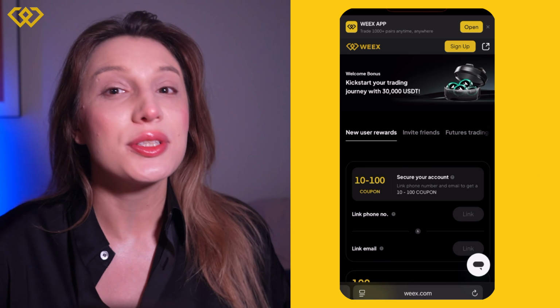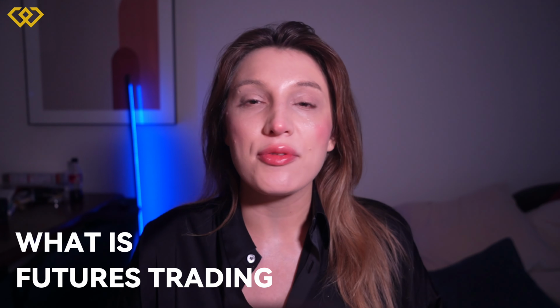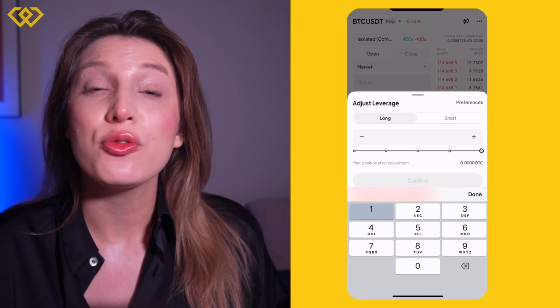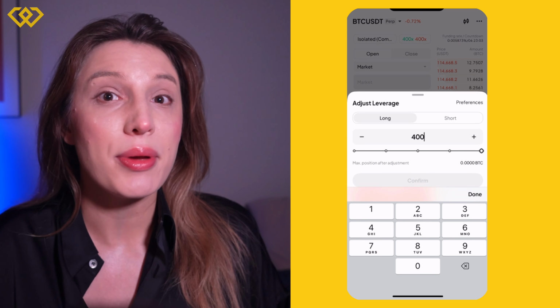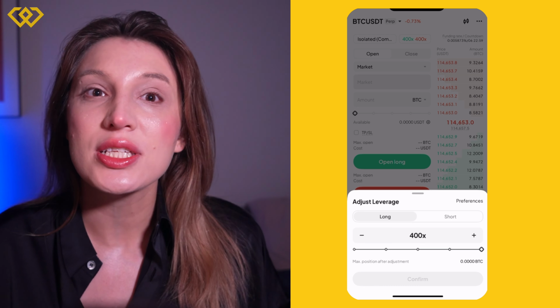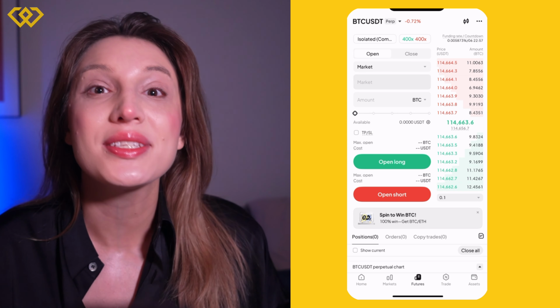Futures lets you trade on a coin's price without owning it. You can go long if you expect it to rise or short if you think it will fall. The power is leverage. On WEEX, you can use anywhere from 1x up to 400x on selected pairs. That means small capital controls bigger positions, but higher leverage also means higher risk. So for beginners, start low and keep it simple.